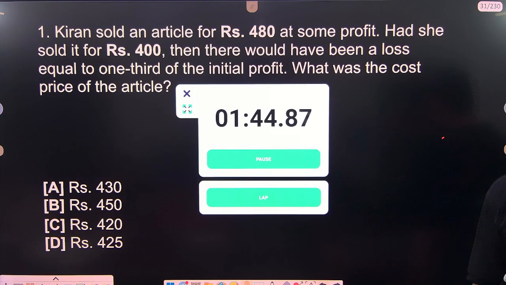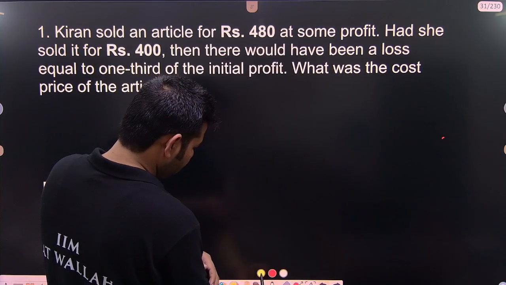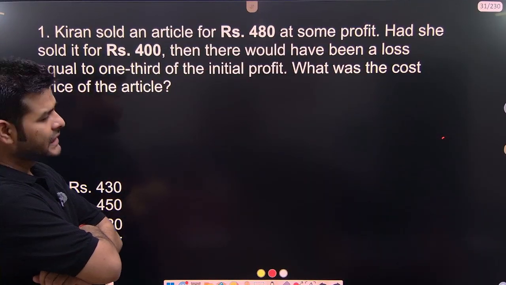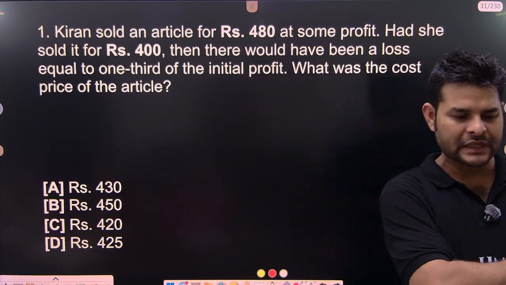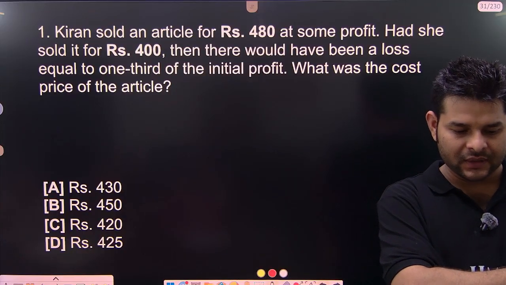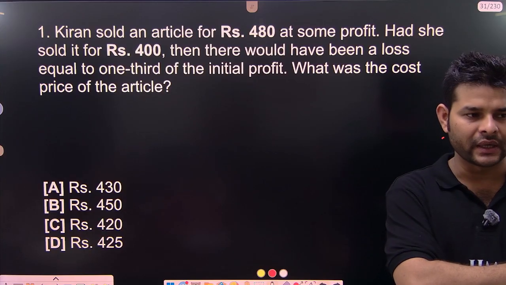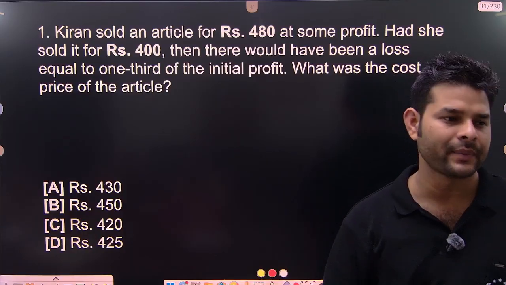Okay, guys, let's hit the question. Pay 100% attention over here. Kiran sold an article for rupees 480 at some profit. Had he sold it for rupees 400? That means two hypothetical conditions have been given.